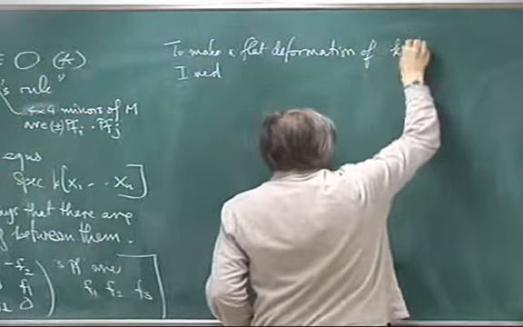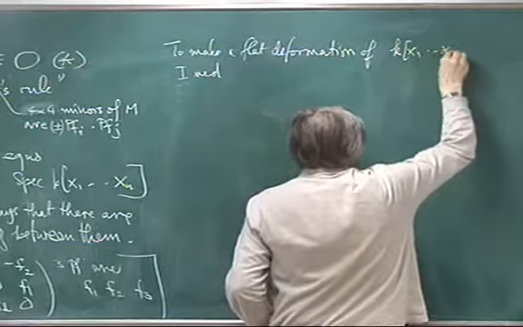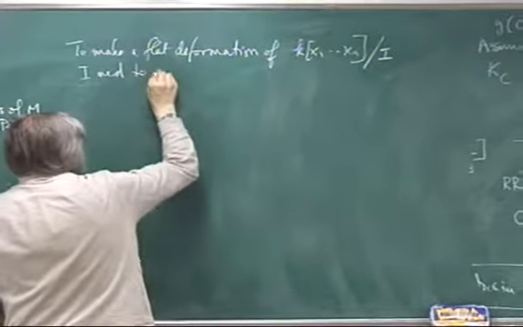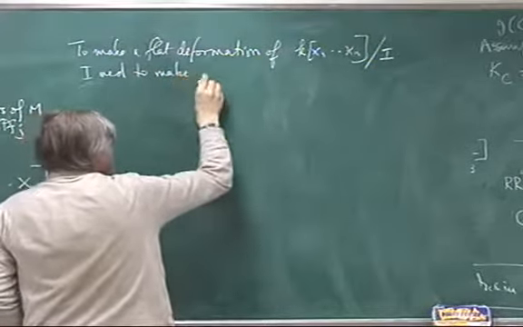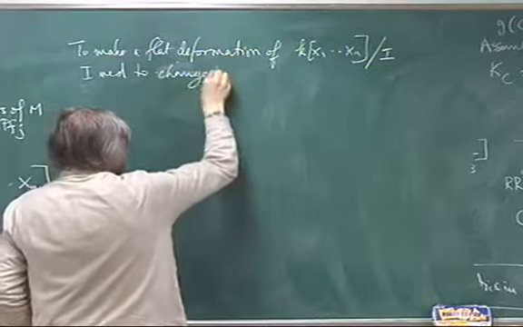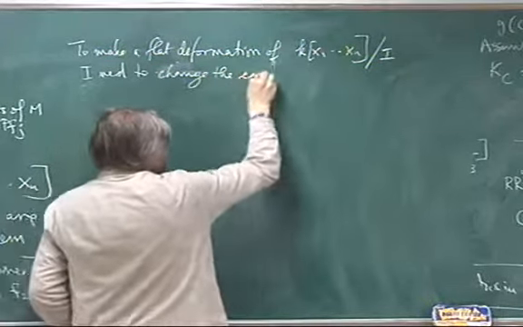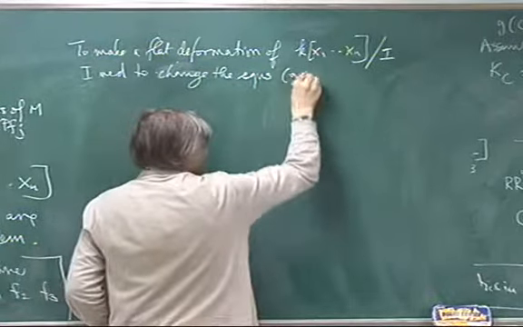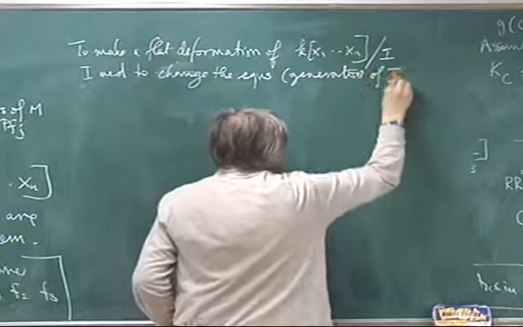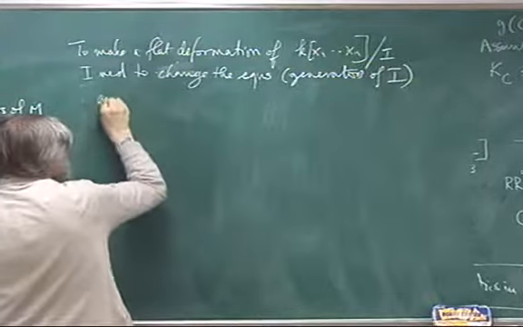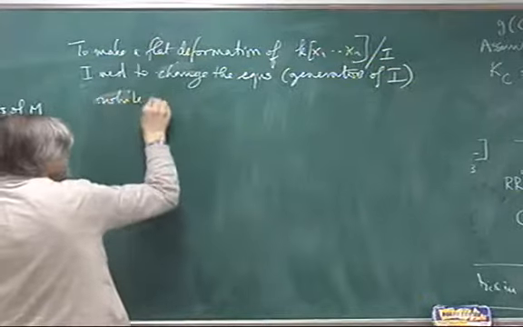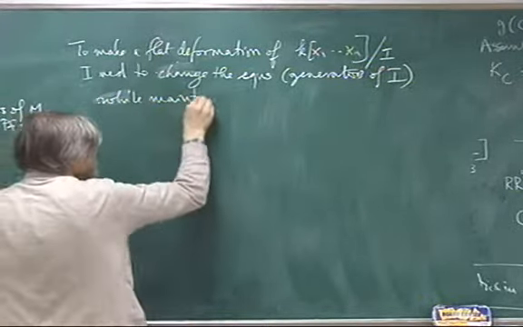Of this ring, k[x1, ..., xn], divided out by an ideal. I need to change the equations, the generators of I, while maintaining the syzygies.